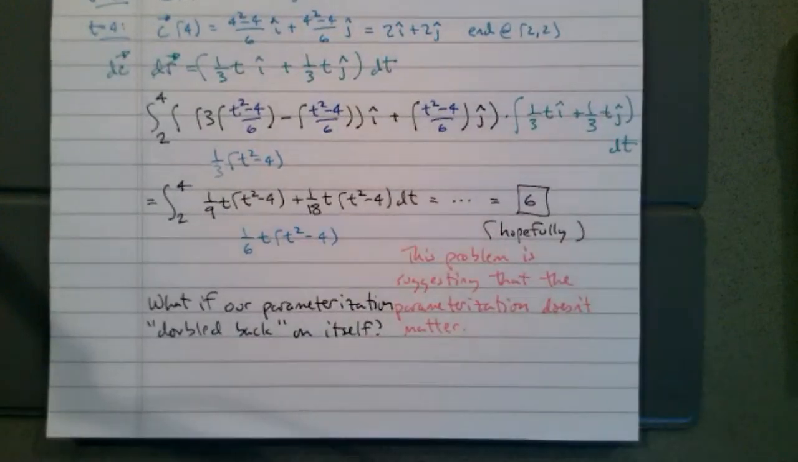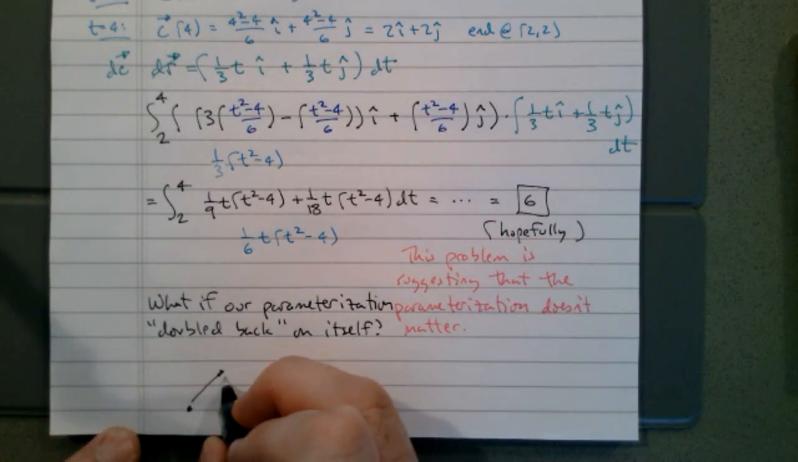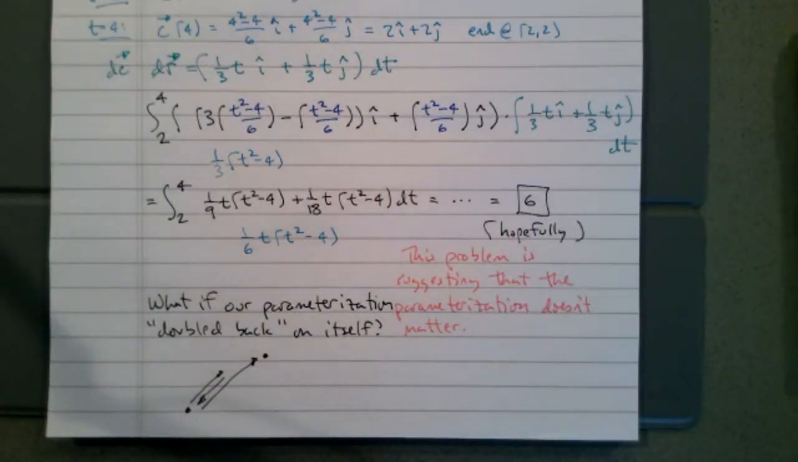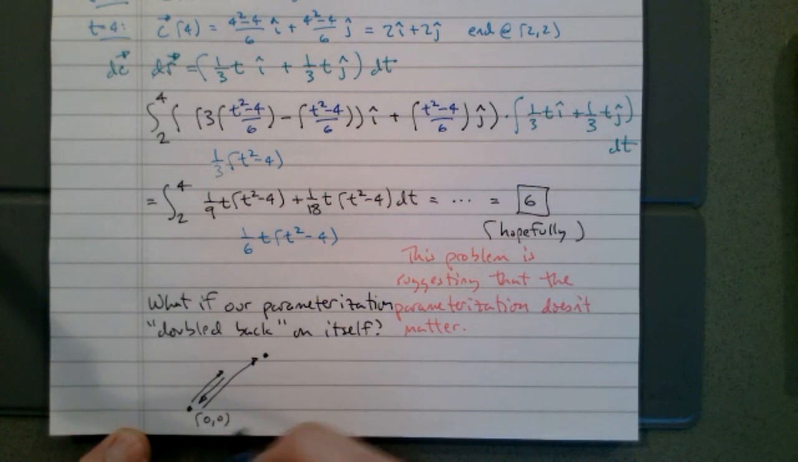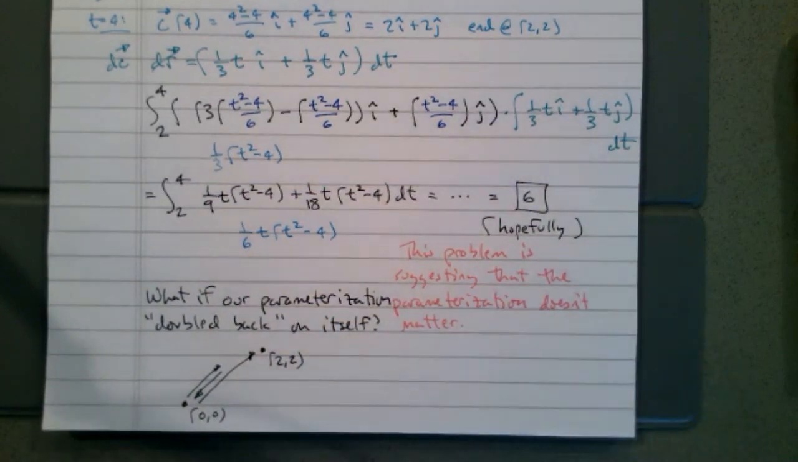The question is about whether the parameterization matters. In both of the parameterizations, we go directly from 0, 0 to 2, 2 in one direction. What if our parameterization doubled back on itself? Ultimately it went from 0, 0 to 2, 2, but it started off at 0, 0, went up a little bit, and then back, and then continued on to 2, 2. What if our path is indecisive? We should go. Now let's go back. Now let's go.